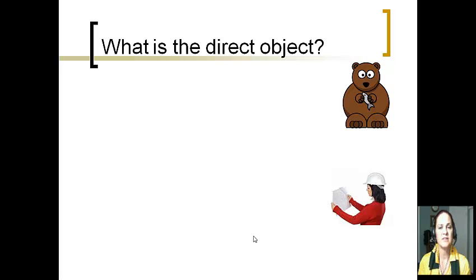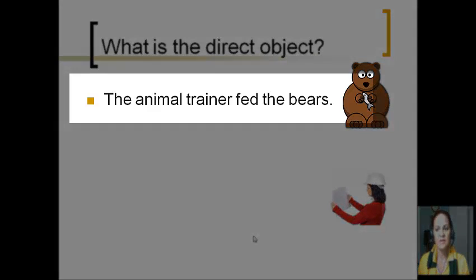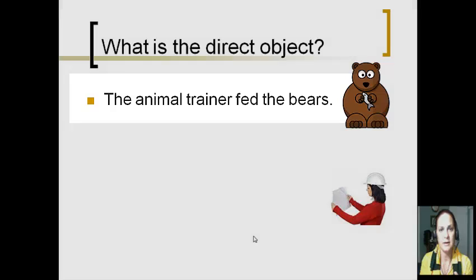So let's look at these three sentences and let's talk through how we find the direct object. The animal trainer fed the bears. So I look at that sentence and I'm going to analyze it. So I say trainer is my subject. Trainer did what? He fed. So fed is the verb. So trainer, subject, fed is my verb. Fed what? Bears. So bears is my direct object.